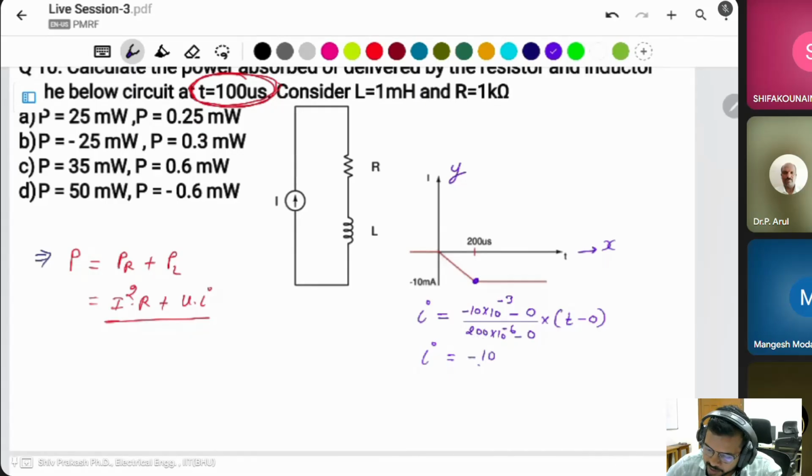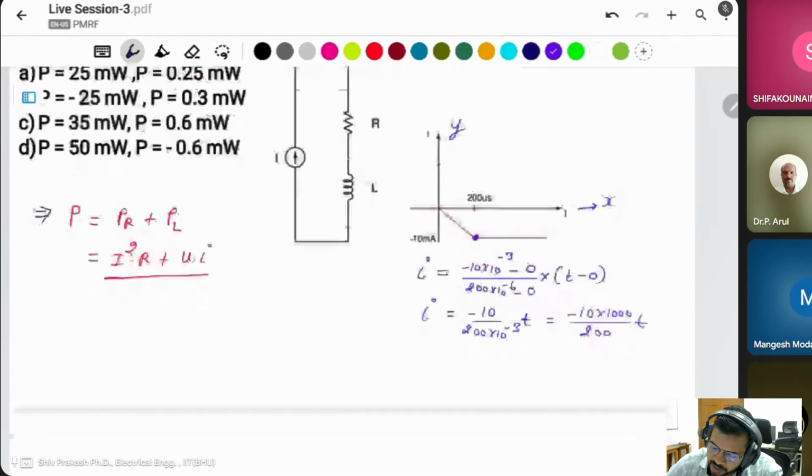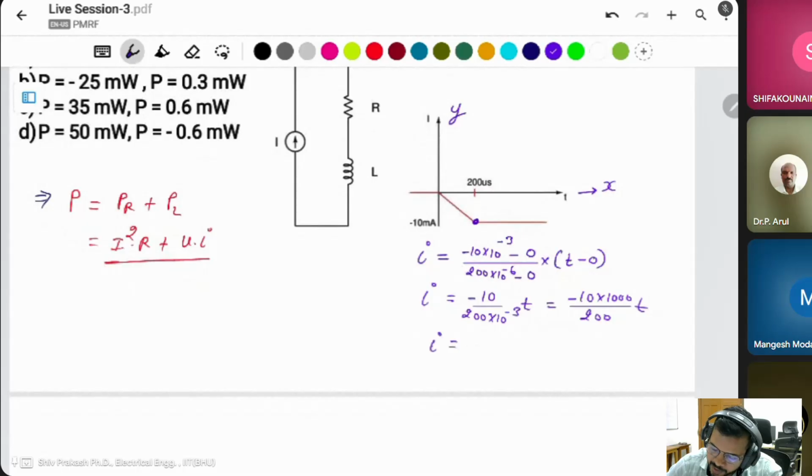This will be minus 10 divided by 200 into 10 to the power of minus 3 t. Or you can say this will be 10 into 1000, since 10 to the power 3 goes upward, divided by 200 into t. Then this will be minus 50 t. This is the current.